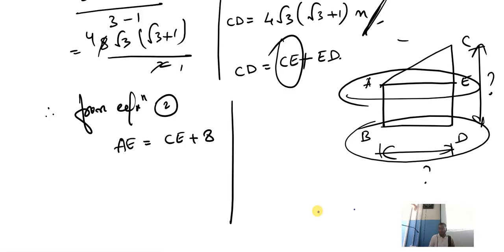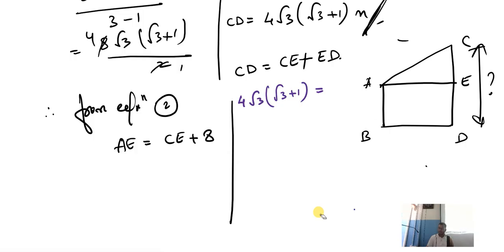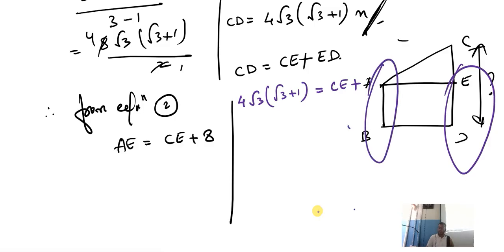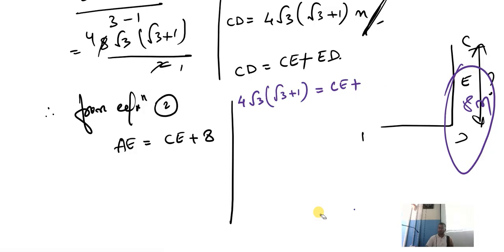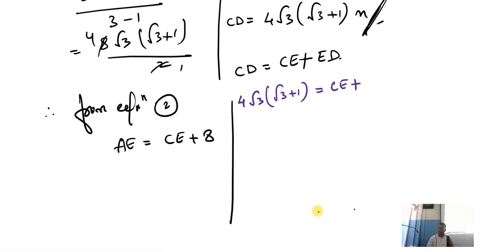Look here. We know that CD is equal to CE plus ED. How much is CD? Just now we calculated: 4 root 3 into root 3 plus 1. This is CD, equal to CE, which we don't know, plus ED. AB is 8 meters. ED is also 8 meters. So ED is 8 meters. Now we get CE from this.